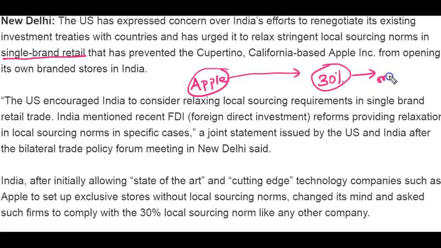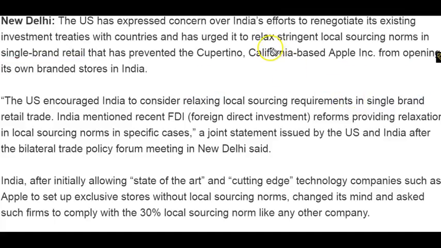It will be a part of the Make in India initiative because if 30% of the items are procured locally, it will increase the employment opportunities for Indian youth. But US wants India to relax the stringent local sourcing norms, especially in the single brand retail. Apple is located in California. So it's a California based company.